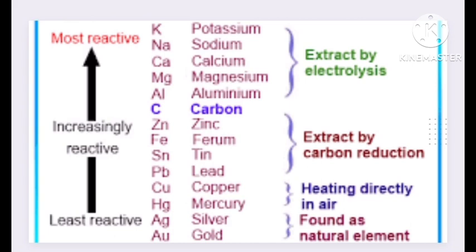Then comes calcium, magnesium, aluminium, zinc, iron. These are the elements which are put in the middle of the reactivity series. On the right hand you can see the methods written here for extraction of these metals from nature. We will discuss them later on in this same video.